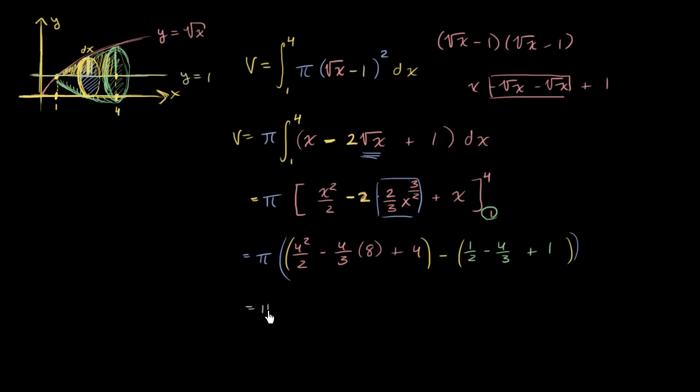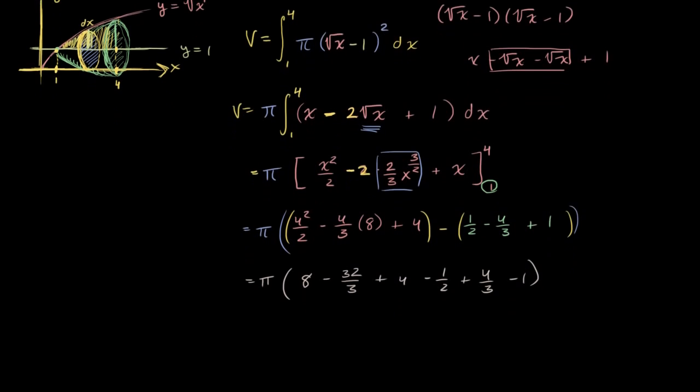This is going to be equal to pi times, well, 4 squared over 2, that is 16 over 2, which is equal to 8. And then you have 4 times 8, which is 32 over 3. So minus 32 over 3 plus 4. And then you have minus 1/2. We're just distributing the negative. Plus 4/3. And then you have minus 1. And now we just have to add up a bunch of fractions to simplify this thing.